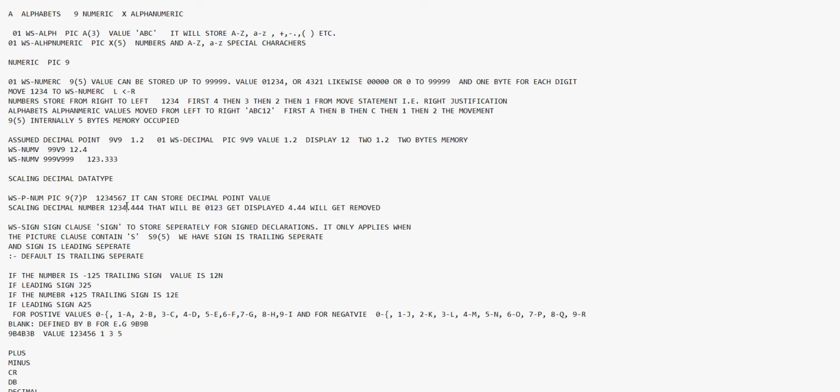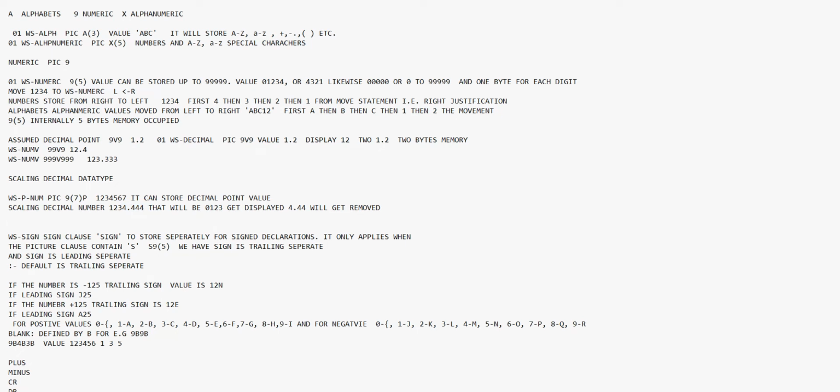That means how many whole numbers, minus 1, it will show. So for 3 digits it will show 0, 1, 2, like that. Got it? That means this 4.444 will get removed.